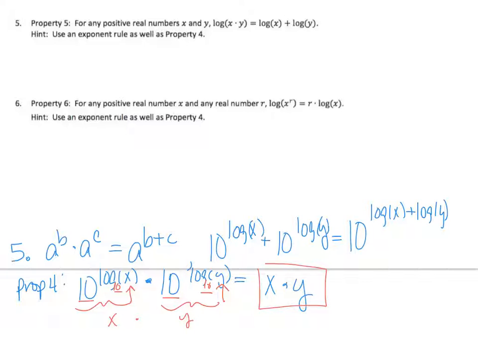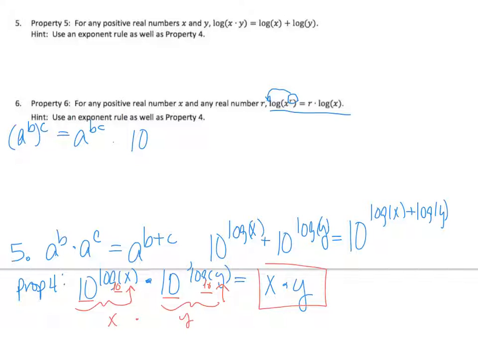And property 6: for any positive real number x and any real number r, log of x to the r equals r times log x. This is another one we use all the time. Basically, if we have a power, we can drop it in front of the log and make it the power times the log. Let's use some exponent rules to explain this one too. I've got a raised to the b raised to the c equals a to the bc.